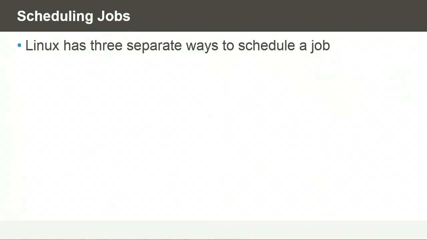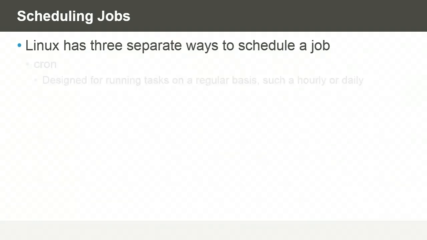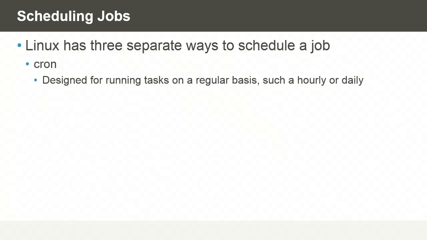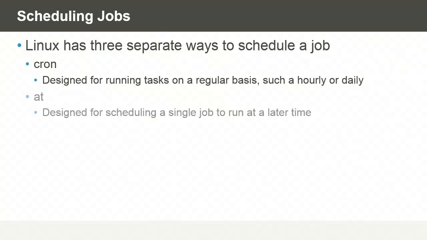In this video, I'll discuss how to work with scheduled jobs. In Linux, there are three ways that we can schedule jobs. The first is using cron. Cron is designed for running tasks on a regular and recurring basis, such as hourly or daily.